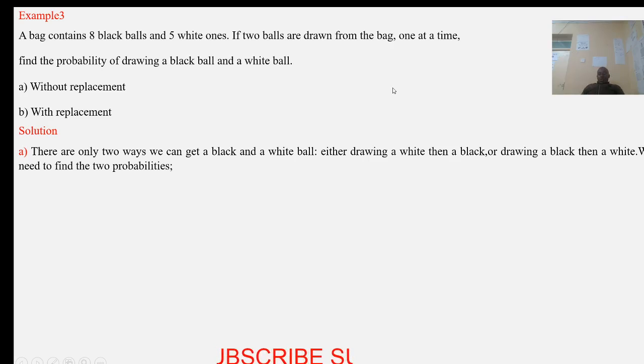So you can either draw a white then black, or, remember now, we have the terms "or" and "and". Here we combine: we multiply, and then there is an addition. So we can have white and black, where you multiply, or black and white, and you add the 2. We need to find the 2 probabilities.